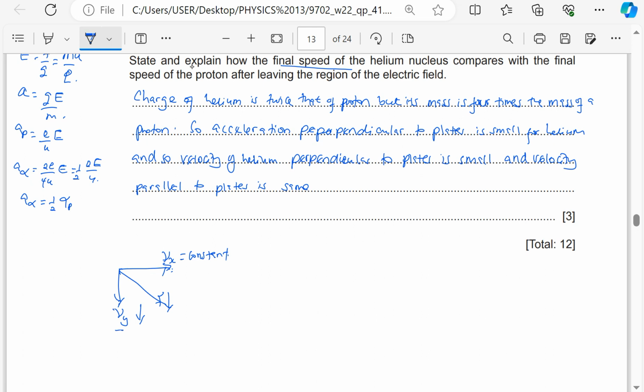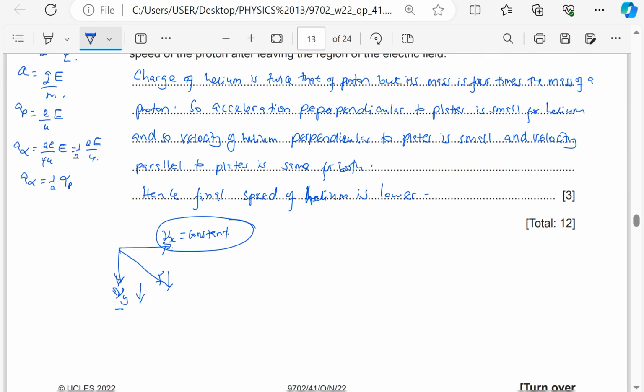But we are saying the velocity parallel to the plates is the same for both. So hence the final speed of helium is lower. If I find the resultant of the two velocities, since the horizontal one is the same for both because there is no force in the horizontal, but the one in the vertical is changing, because it depends on the acceleration, which depends on the resultant force, which depends on the charge and the mass, then the final speed of helium is going to be lower. I think that was electric fields.